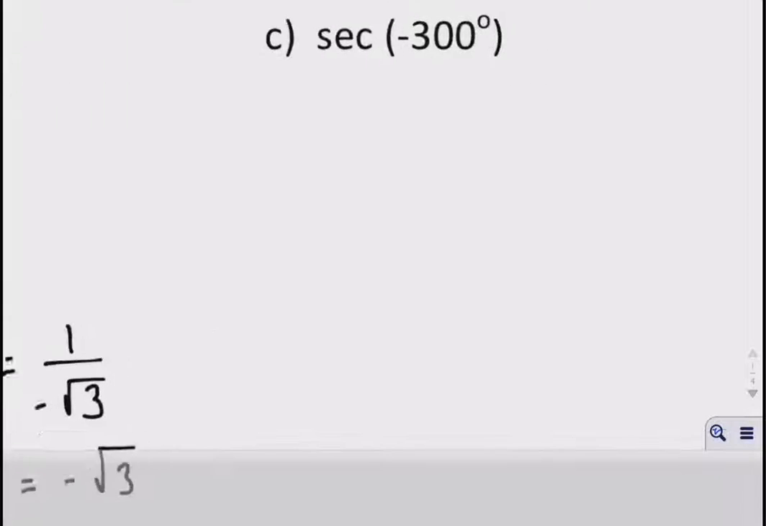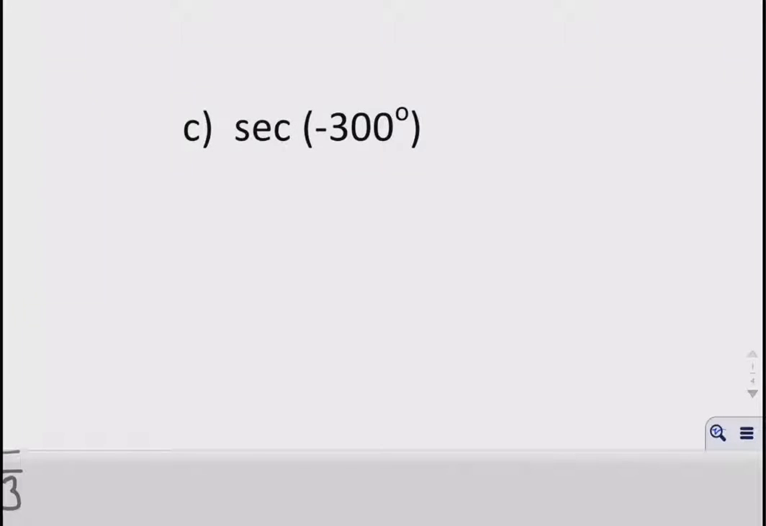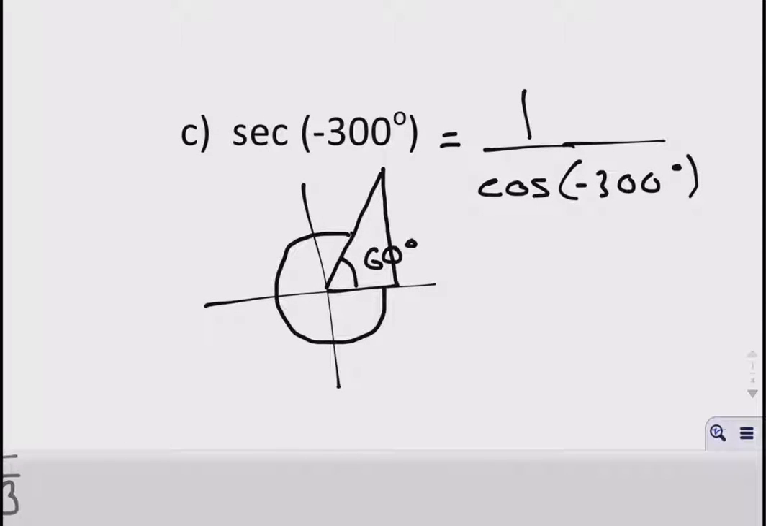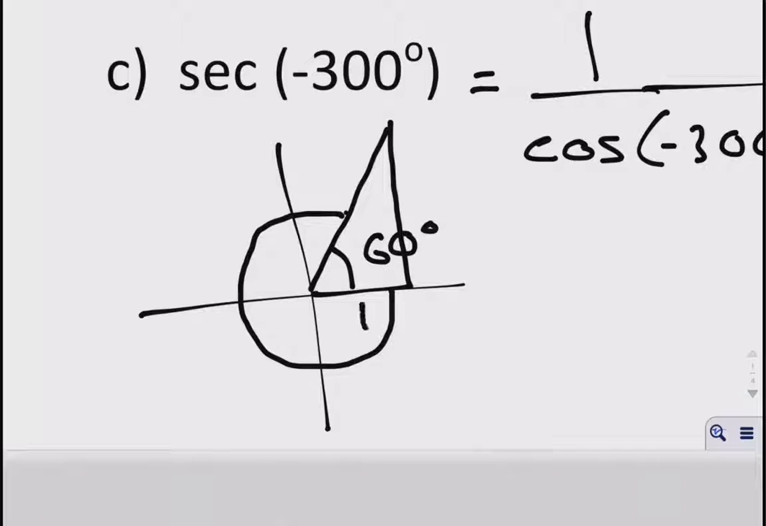And finally, for secant of -300, I know that by definition it is 1 over cosine of -300. So let me locate -300. So if this is 0, that means I go back clockwise to this point here, which, well, if it's back 300, that means I have 60 degrees as my related acute angle. So I'm looking at my 60, 30, 90 triangle, which will then become, let's label the sides here. I get 1, √3, and 2.